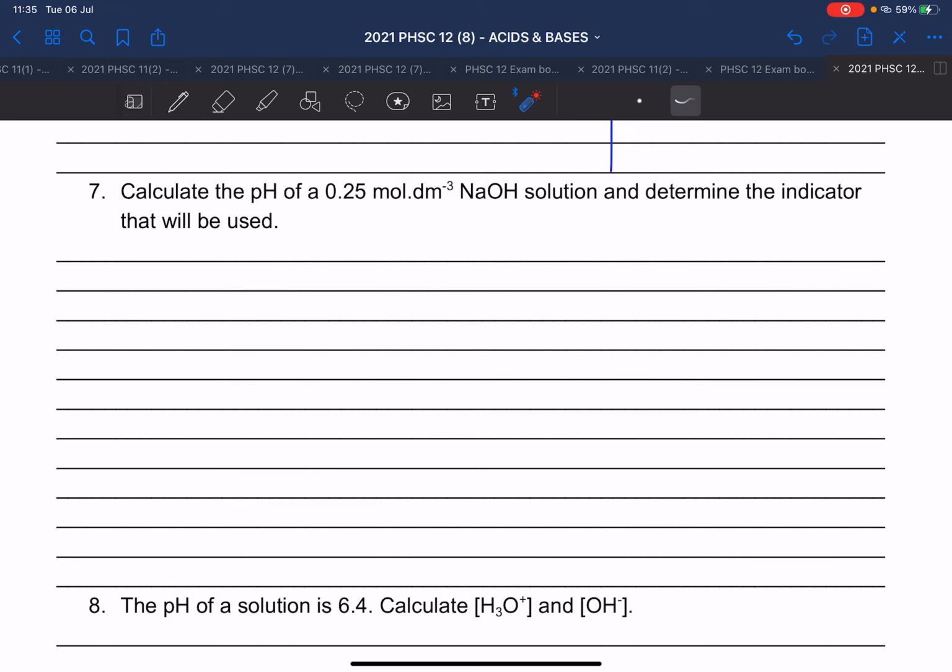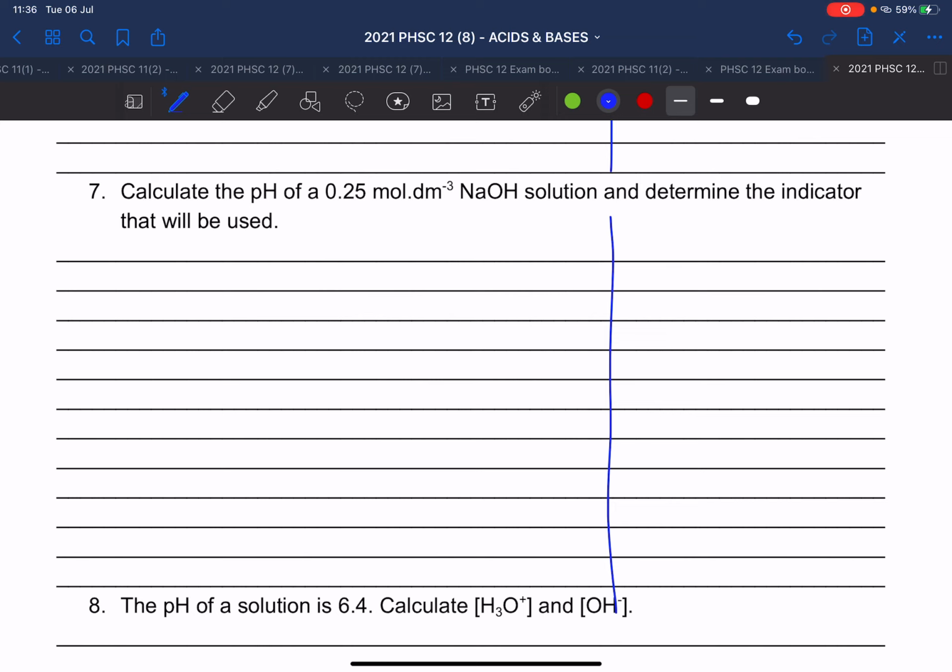Hulle vra daar vir jou: calculate the pH of that concentration of sodium hydroxide solution and determine the indicator. Okay, so weer eens my beplanning, my planning. Ja, maar as jy net gaan oplos, gaan jy weer 'n sterk suur. Jy wil eindelik toets as jy twee goeders van mekaar voeg.